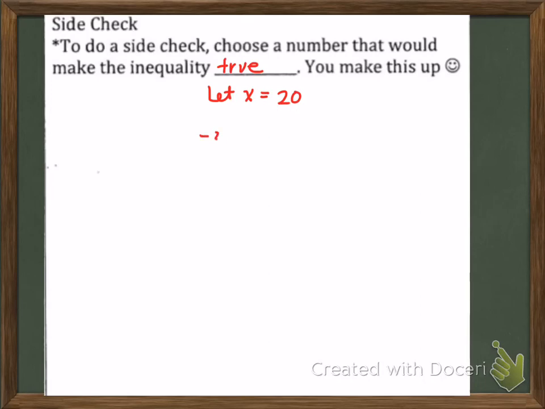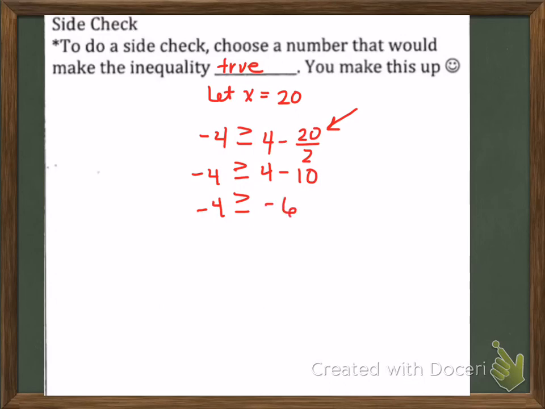So we would say, okay, negative 4 is greater than or equal to 4 minus 20 over 2. So I'm just plugging in 20 for my variable to see if it holds true. And so negative 4 is greater than or equal to 4 minus 10, and then negative 4 is greater than or equal to negative 6. Negative 4 is greater than or equal to negative 6. That is true. So again, that is a good check. So now I've checked my boundary, and I've checked that I shaded in the correct direction.